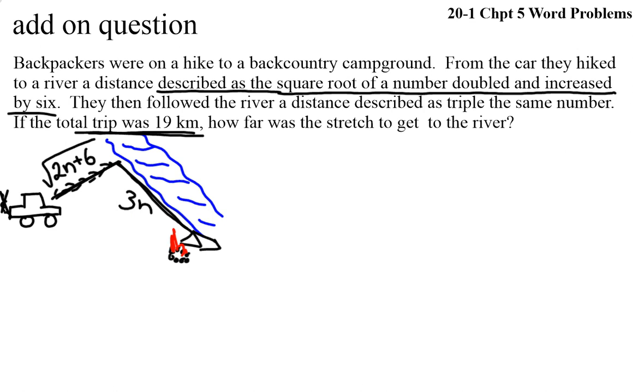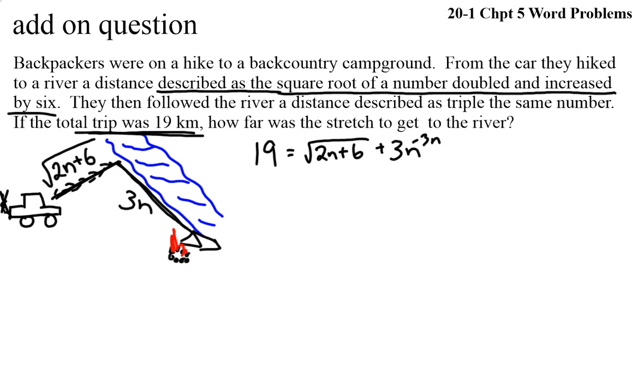So what do we know? The total trip of 19 kilometers was the square root of 2n plus 6 length and that 3n length. There's your equation. It's wordy when it's given in a word problem form, but you just have to read carefully and break it down. So take a second to solve it if you haven't. Otherwise, here we go. What are we going to do to solve?